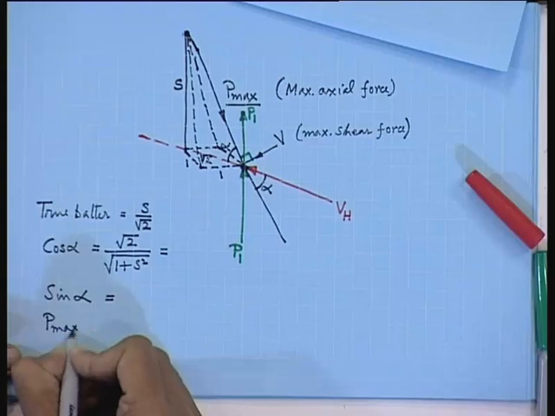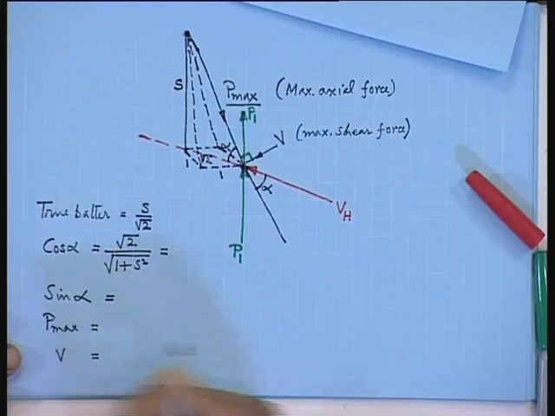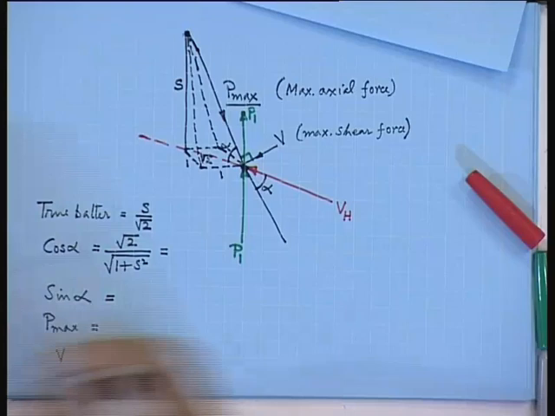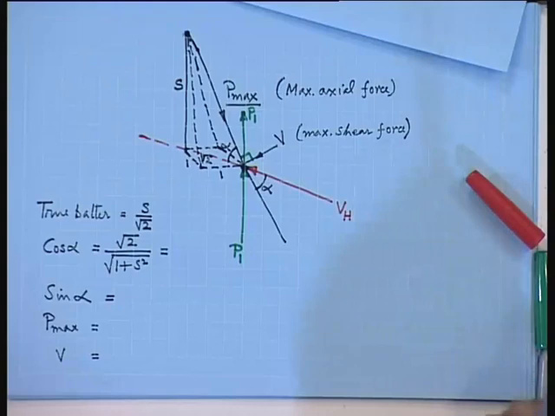So once we have found out P max and V, our problem is solved. But this you remember, you have to make two force diagrams, one for the platform footprint and the other for the corner pile. So this is simple equations. So next class we will finish this and then go to lateral loaded piles.